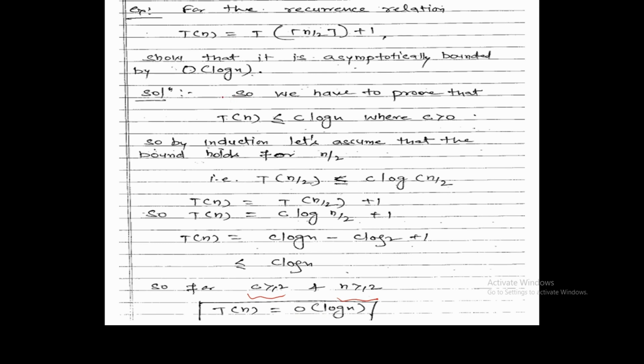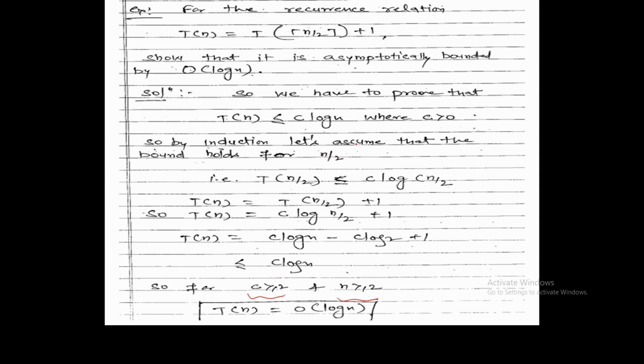Means we are given the solution, so there is no need to guess the solution. We just need to prove it, like it is the upper bound of this particular recurrence relation, by finding the constant and n naught value. So we have to prove that t of n is less than or equal to c log n, where c is greater than 0.